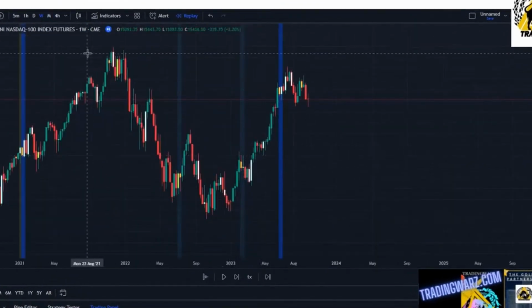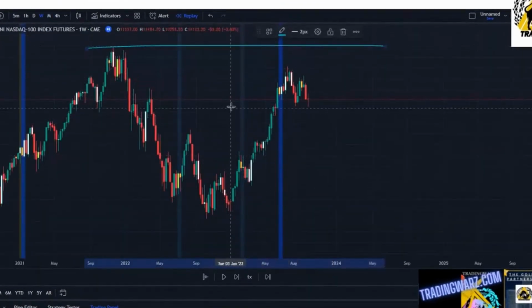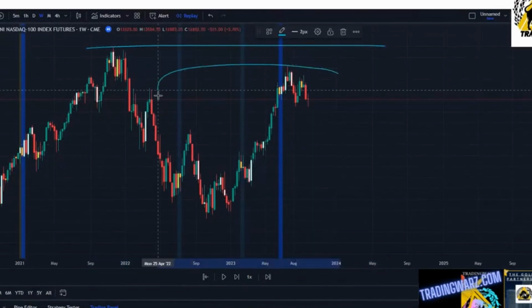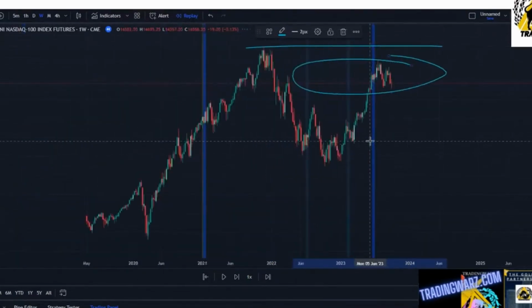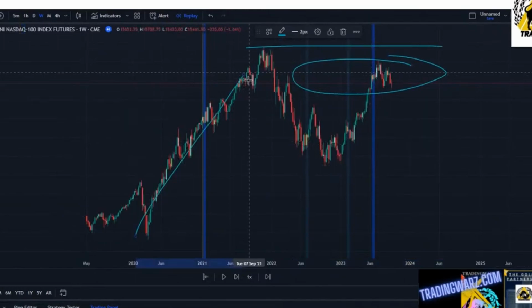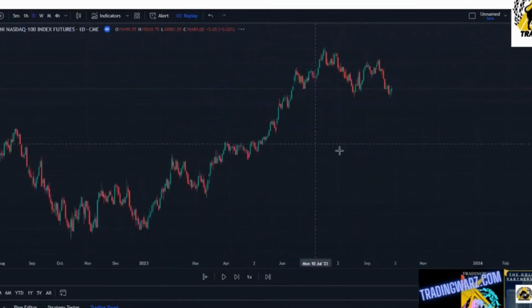We go to the weekly. We see the same thing. Here's the roof. And then we are in this area here. We still have room. The trend is up. And then we go down to the daily, which was my execution.